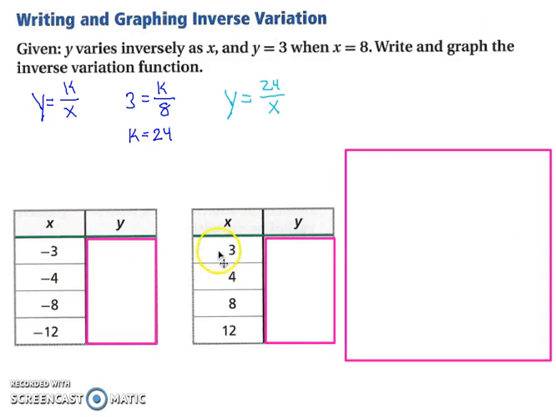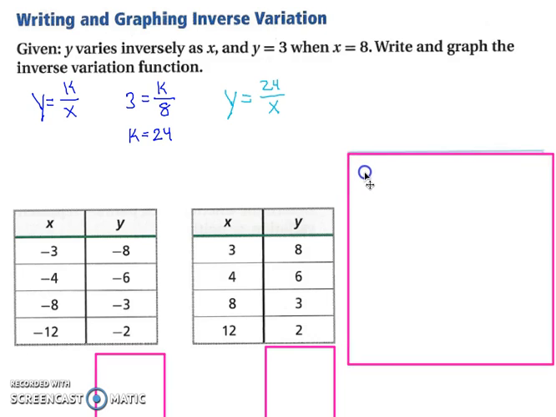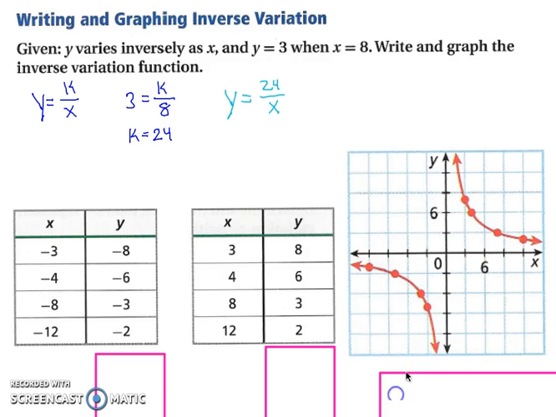So plug in each of these values in for x and simplify and get your answer. When you do so, you end up with these numbers. Once you have your table, it's good, by the way, to make sure you pick some negative and positive values, because when you graph, your graph is not a direct straight line. It's inverse. It's taking an indirect route somewhere. So it's no longer a straight line like a direct variation.